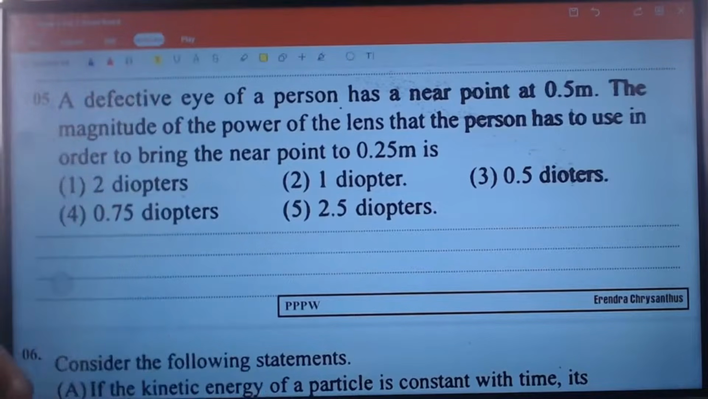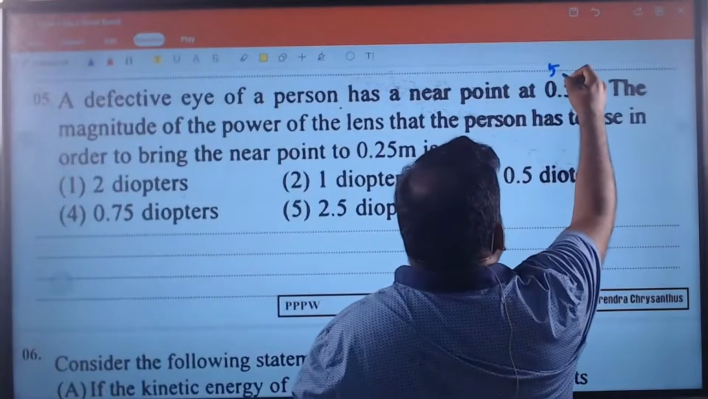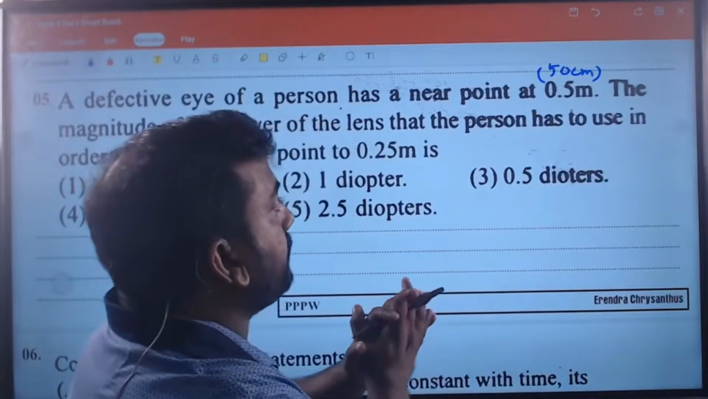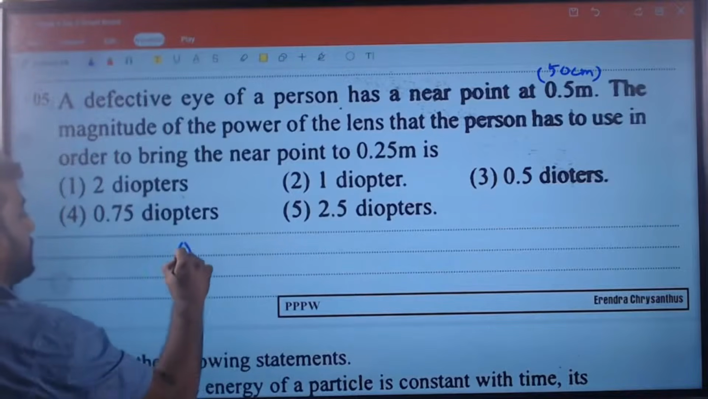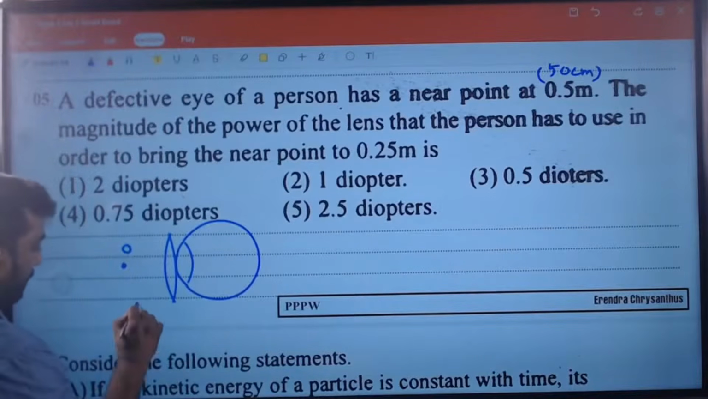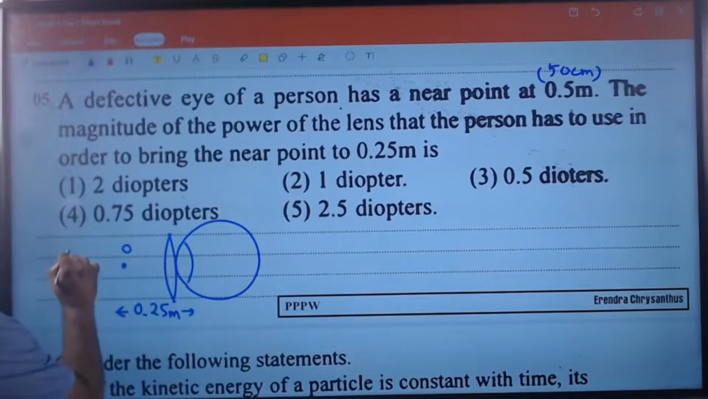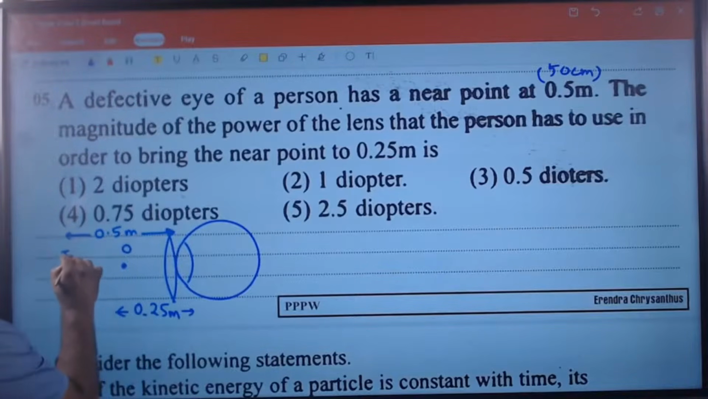The defective eye of a person has a near point of 0.5 meters. So 0.5 meters means 50 centimeters, right? So you can see he is far-sighted. The magnitude of the power of the lens that the person has to use to bring the near point to 25 centimeters, right? So you will need a convex lens to keep the object at 0.25 meters. Image is formed where the eye can see. Image is formed at 0.5 meters. Image from the lens is object for the eye.